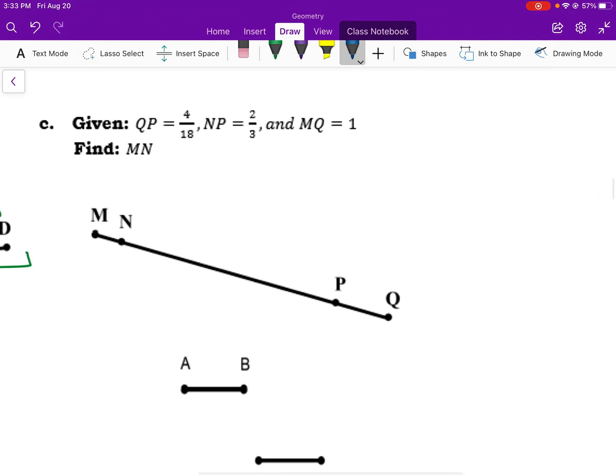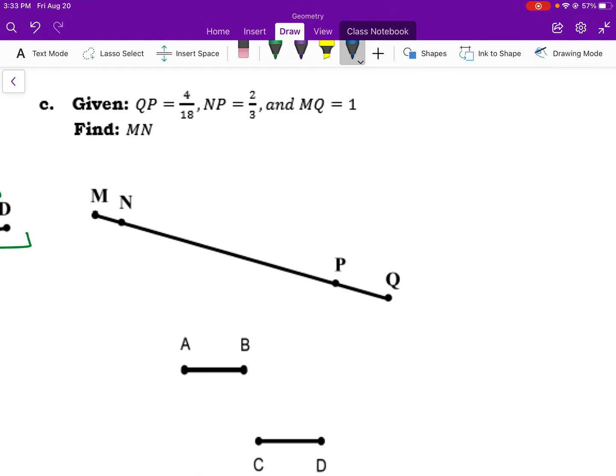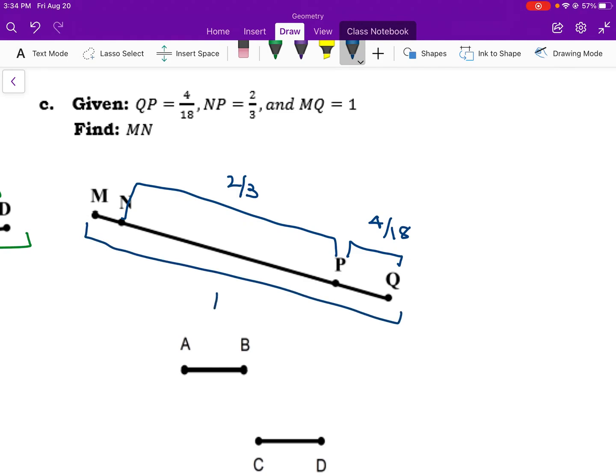And now we're going to add some fractions into the mix. So here they're giving us QP is 4/18. NP is 2/3. Notice that the direction from which we're naming these line segments doesn't actually change anything. So we can name from left to right or right to left, and it will still be the same segment that we're referring to. And they're telling us that MQ, this entire length, is 1. We want to find MN, this piece here.